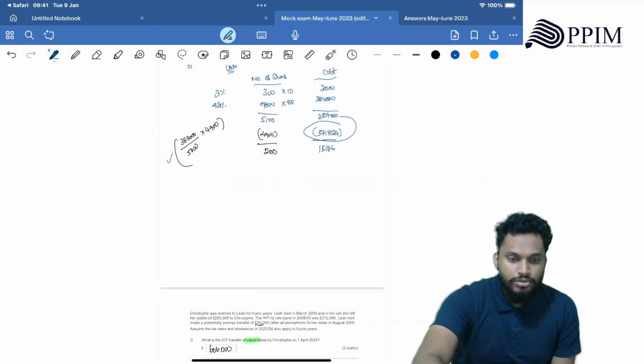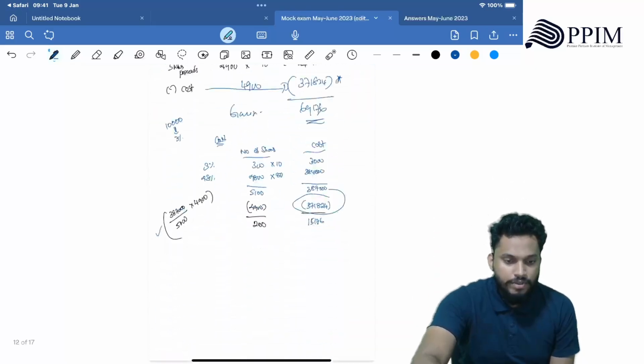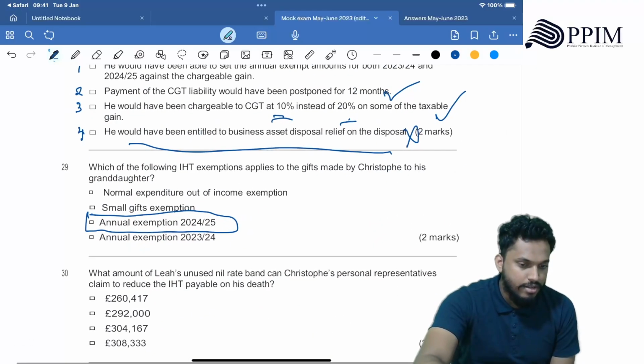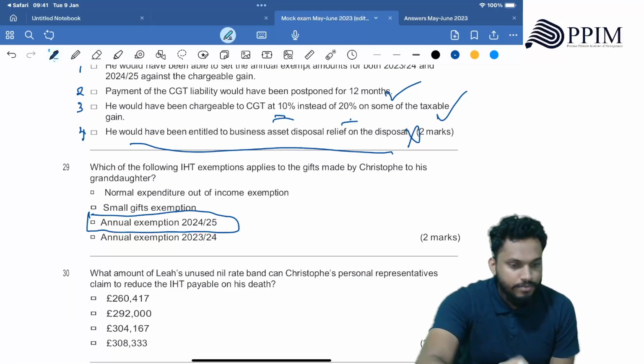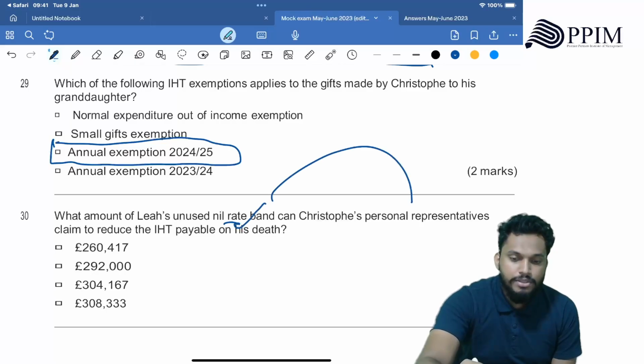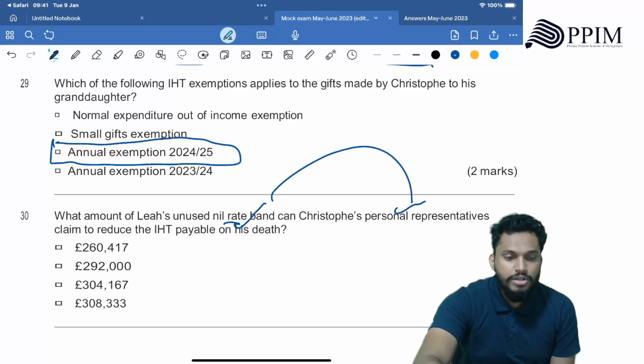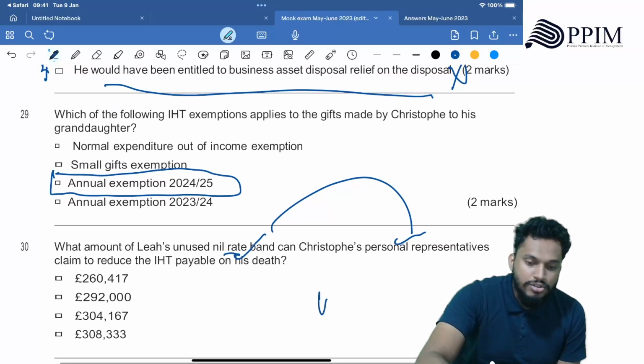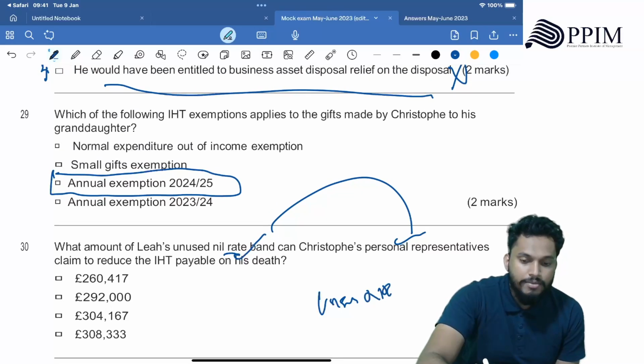So we'll calculate the next one and then you will talk through everything. We'll read the next question and go to the top. What is the amount of unused nil rate band for Christopher's personal representatives to claim to reduce IHT on his death? So now you need to calculate the unused nil rate band.